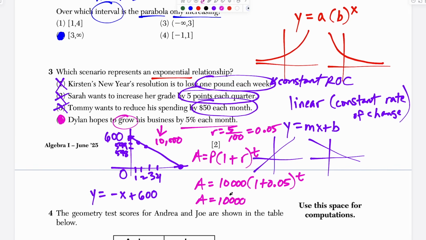Oh yeah, it should be 10,000. So 10,000 times 1.05 to the T power. And notice how it's matching this exponential form here. And if we were to graph this, it would look something like the first graph here. So choice 4 is definitely our answer.